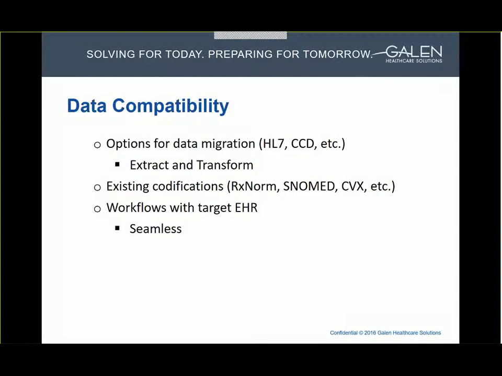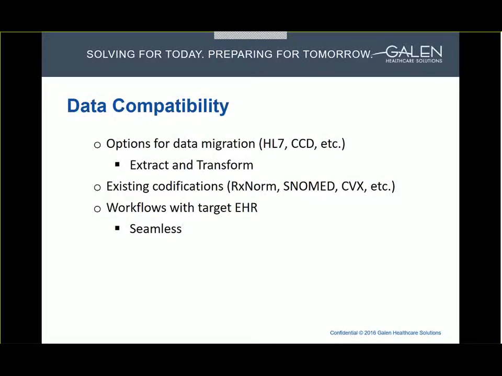We'll also review the codifications from the legacy system and how compatible they are with the target system. Many systems support common nomenclatures, but they don't all support the same ones. An example of this may be a system uses medicine terms to code their problems, which sometimes can be useful for a migration depending on the target system. But if the target system requires SNOMED codes for their problems, then something will need to be done to resolve this disconnect.